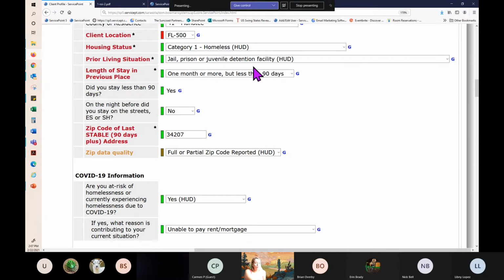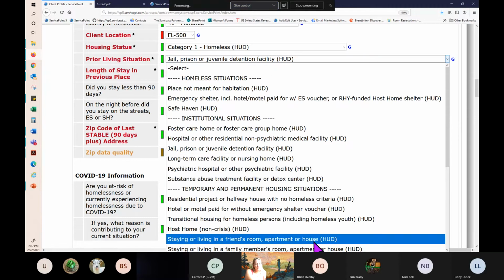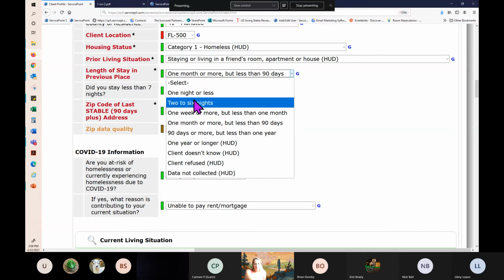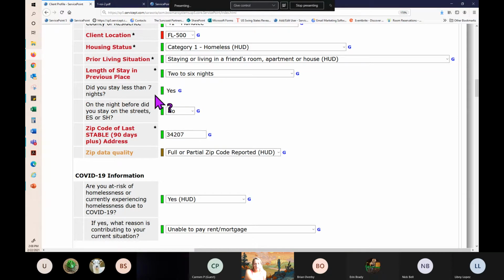But let's look at a client who's couch surfing. And maybe last night they stayed at their friend's room, apartment, or house. Watch our conditional logic again. Did you stay less than 7 nights? But they were only at their friend's house for like 3 days. 2 to 6 nights. Says yes. And then that same question appears.